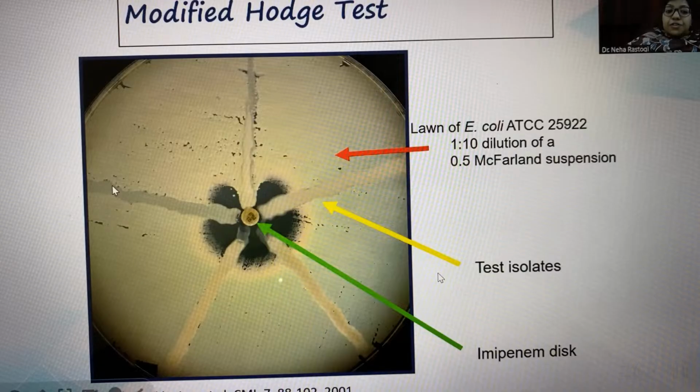There is a culture of E. coli, a quality control, and then you have a test plate, and this kind of shape when it's there, it's like a Hodge that is being divided by the carbapenemase production.